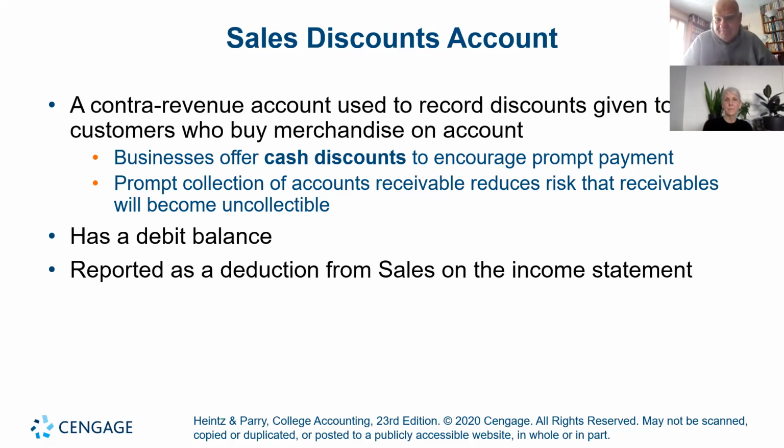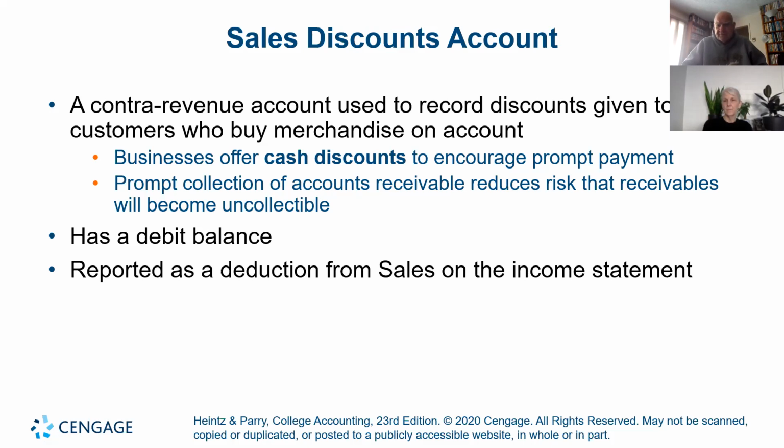Here's something interesting, Lauren. Sales discounts. A contra revenue account used to record discounts given to customers who buy merchandise on account. Now, this is not what you might call a trade discount. You look in the newspaper and you see that Goodyear tires have a sale, $50 off. That's not an accounting transaction. You walk into a store and they say half off on all the bread in the store.